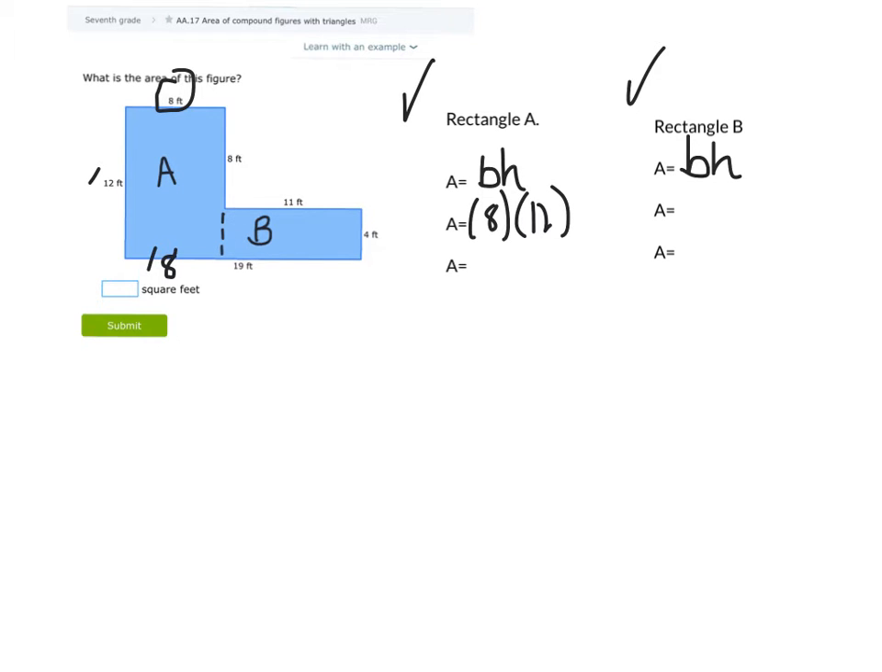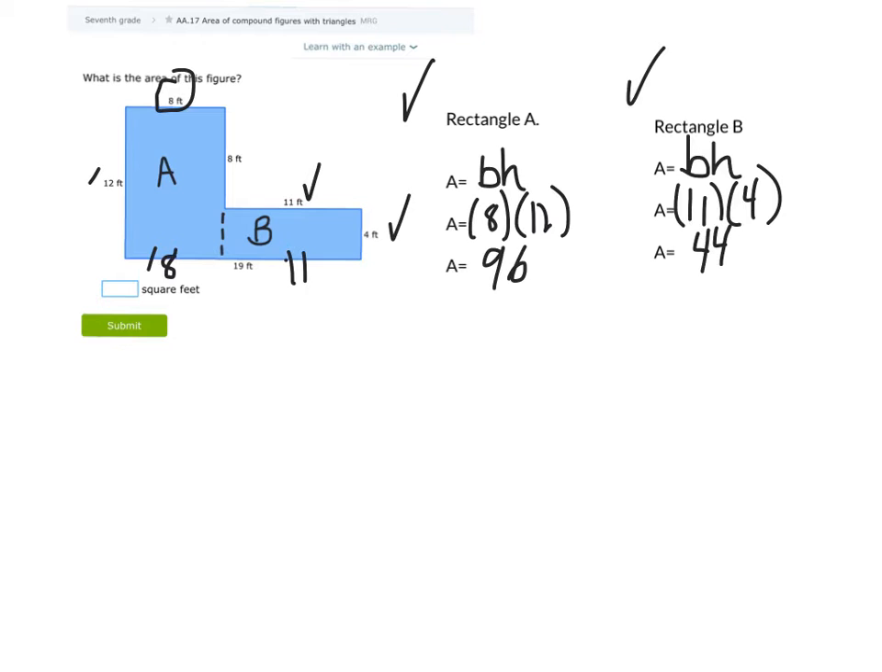And then for the other rectangle, the base, if this is 11, then this is 11. So I have 11 times the height, which is 4. And then I want to solve each of them. So 8 times 12 is 96. 11 times 4 is 44.